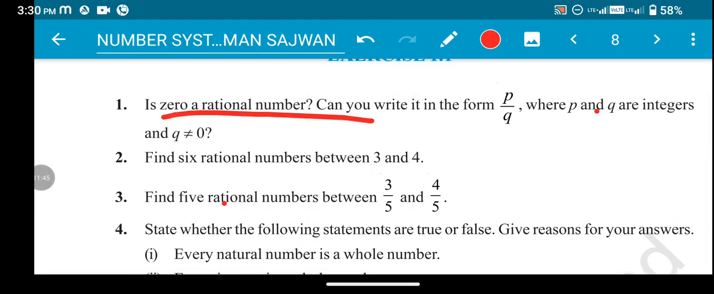Is 0 a rational number? Yes, 0 is a rational number.